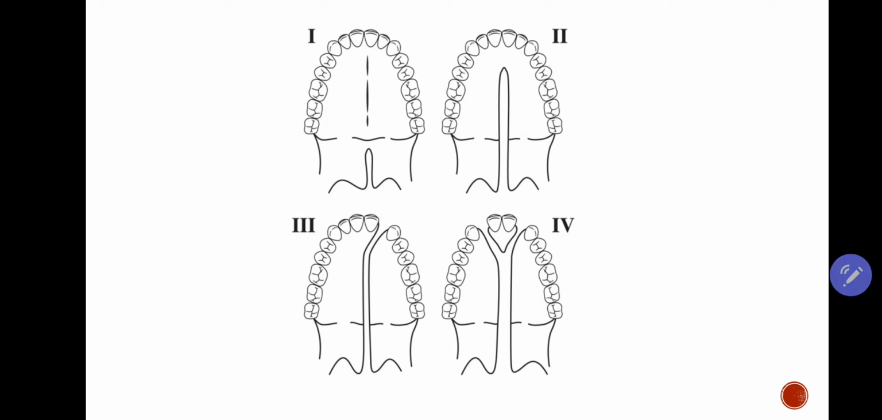Coming to the next slide, we have a picture which represents the previous classification, that is nothing but the VEAU classification. In the first picture you can see the cleft is involving only the soft palate. In the second picture you can see the cleft is involving both the soft as well as the hard palate. This third picture is nothing but the third class. The cleft involves soft palate, hard palate, alveolar ridge as well as the lip. In the fourth picture, which represents class 4, a bilateral cleft is present.